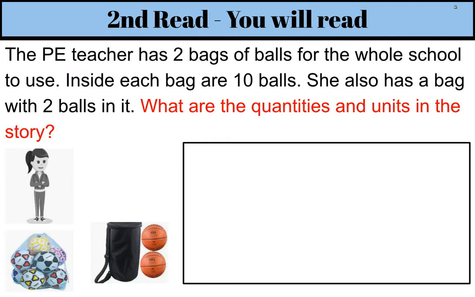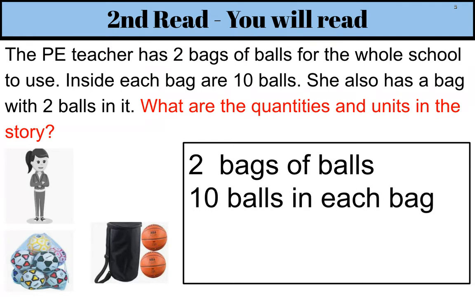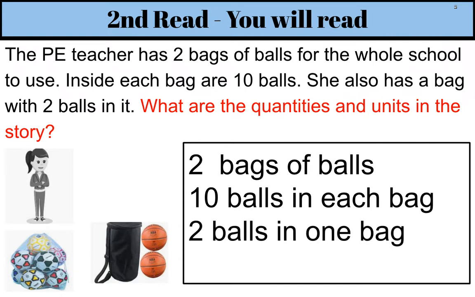Okay, now that you've read it, the question we need to answer here is, what are the quantities and units in the story? What numbers do you see in the story, and what do these numbers represent? The first number I see is the number 2. 2 bags of balls. The second number I see in the story is the number 10. That represents 10 balls in each bag. The third number that I see in the story is the number 2. She has 2 balls in 1 bag.